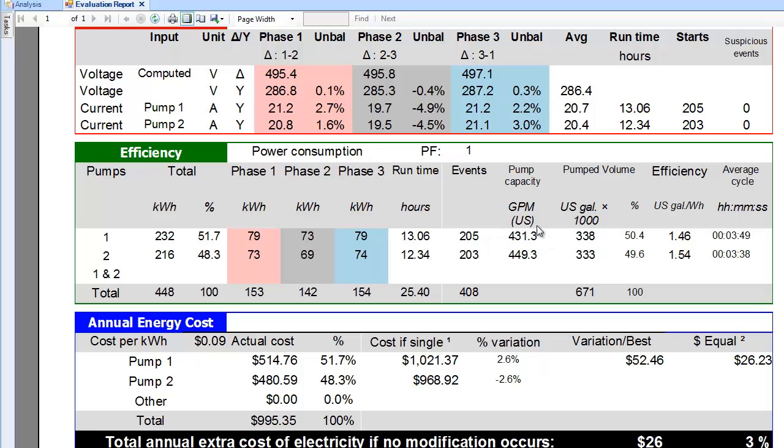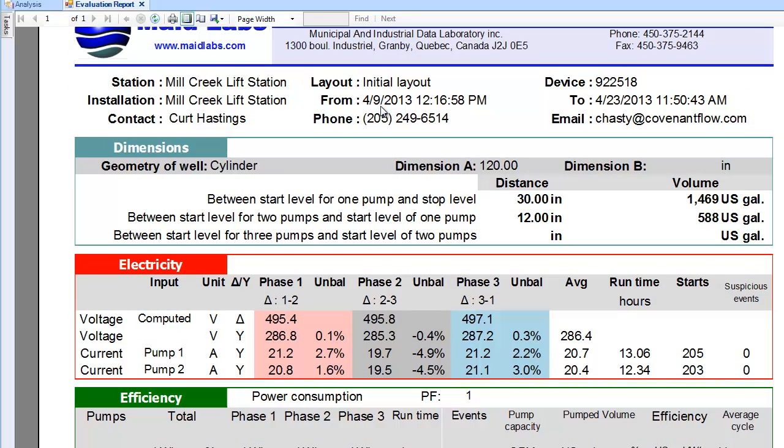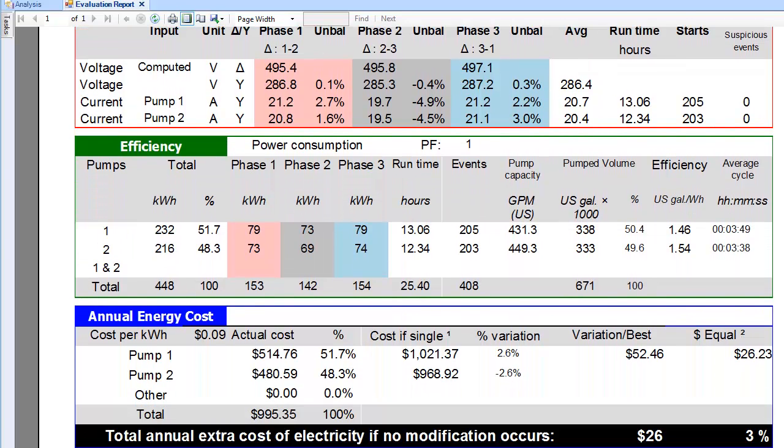This pump capacity for pump 1 and pump 2 is the average pump capacity for the entire time of the report, from 4:09 to 4:23. That is the average pump capacity that was for this station. It also tells you what percentage of volume each one pumped. Pump 1 pumped 50.4% of the volume, and pump 2 pumped 49.6% of the volume. And these are the volumes times 1,000. So it's 338,000 gallons, 333,000 gallons.